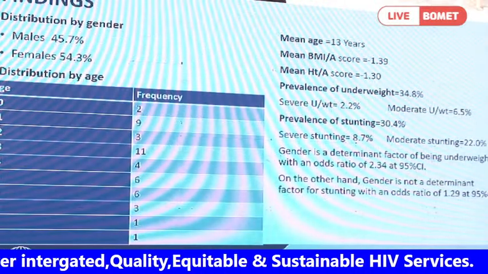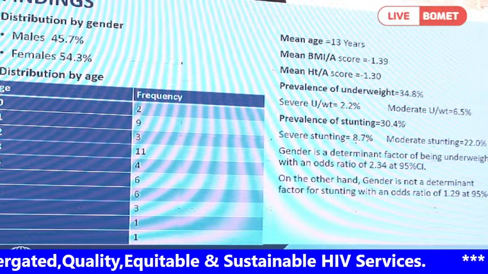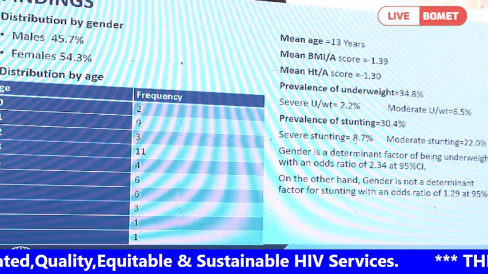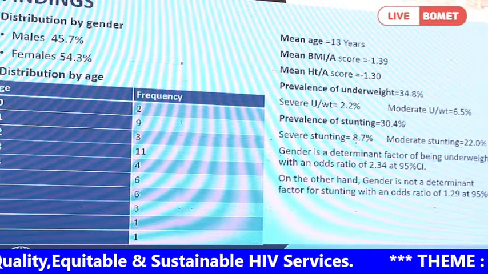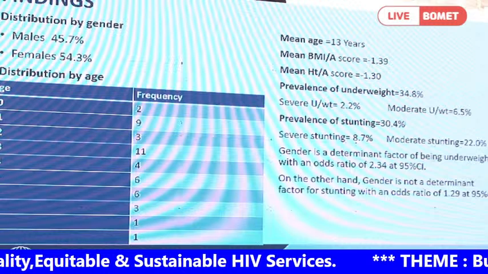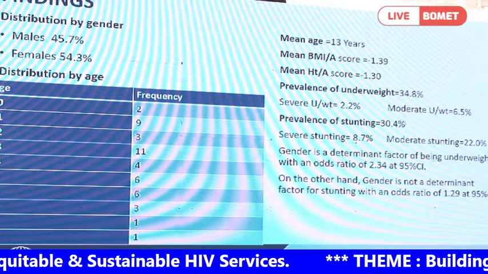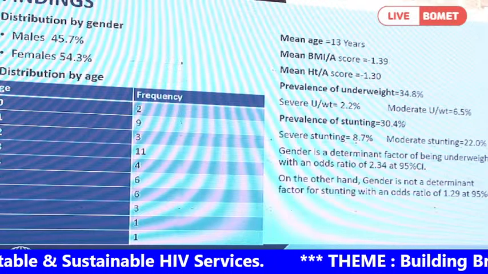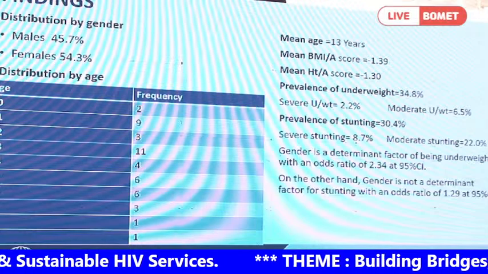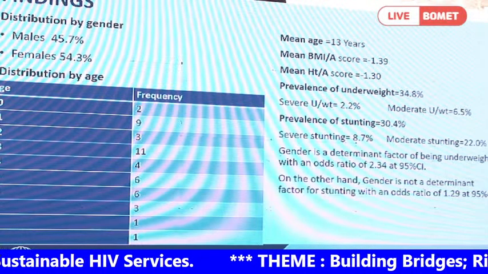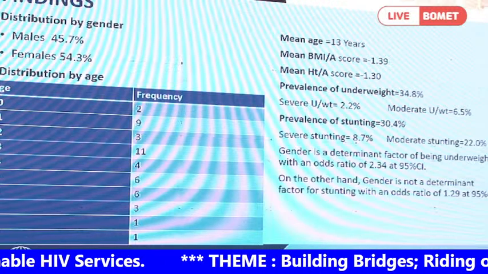On the findings, distribution by gender, we had 45.7% male and female 54.3%. Distribution by age, majority being 13 years at 11, out of a sample of 46 in total. The mean age was 13 years. Mean BMI for age was less than negative 1.39, and mean height for age less than negative 1.3.